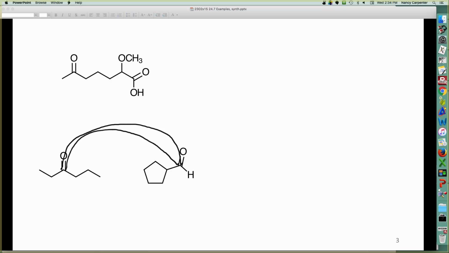Okay, so if I move my, what is this, a 1, 2, 3, 4, 5, 6. I'll move my hexanone over here. 1, 2, 3, 4, 5, 6. And then I'll erase that oxygen and put the other piece here. This was the aldehyde.